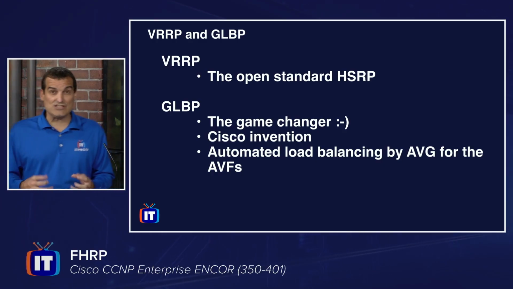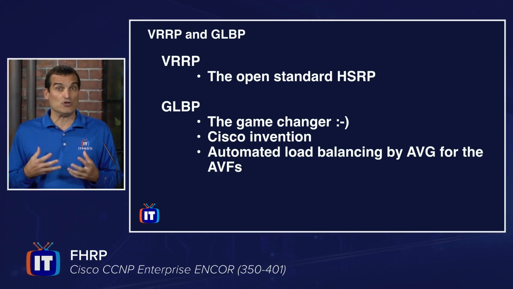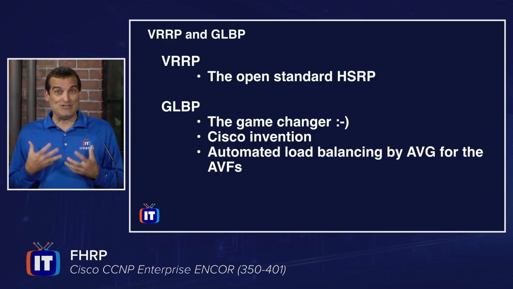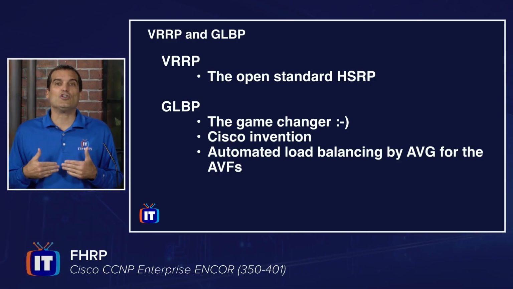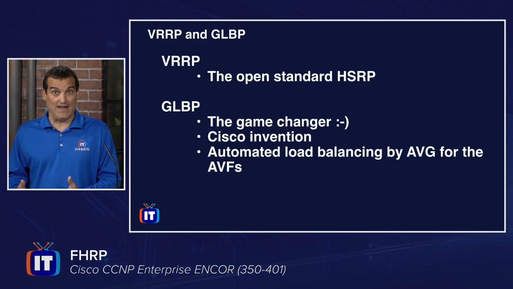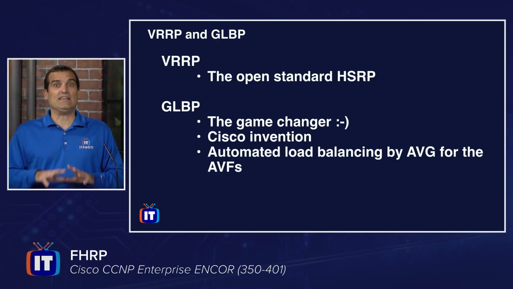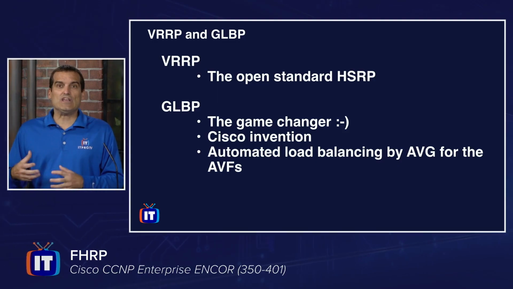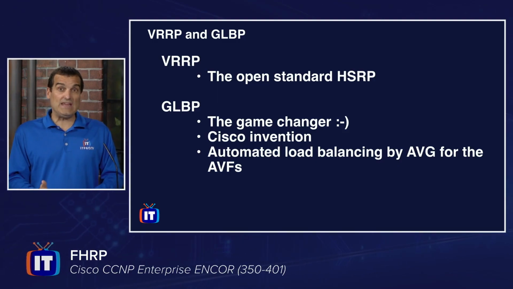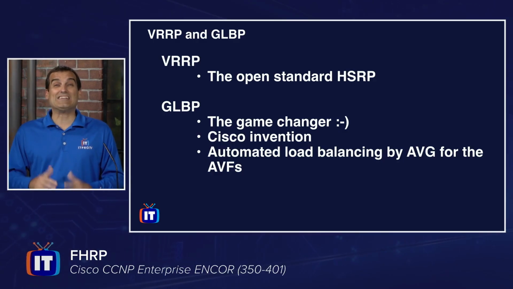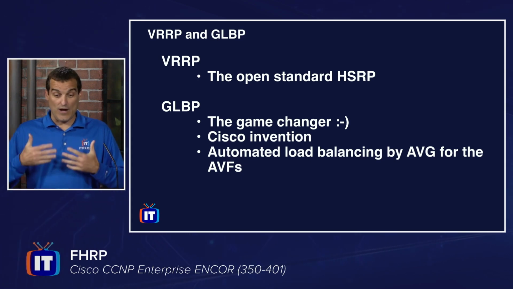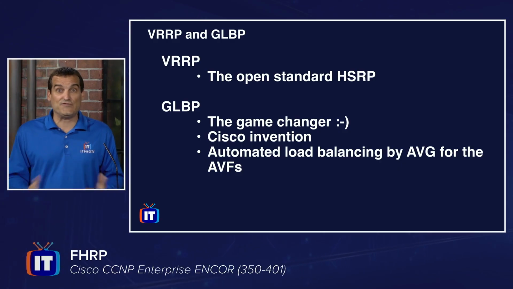What's going on is you have one of the devices in the group that is doing a very special function. It's called the active virtual gateway, and it is in charge of load balancing. Isn't this great? The load balancing is automatic. Yes, you can load balance in HSRP and VRRP, but it is an administrative nightmare. I mean it, a nightmare compared to Gateway Load Balancing Protocol, where the load balancing is fully automated.